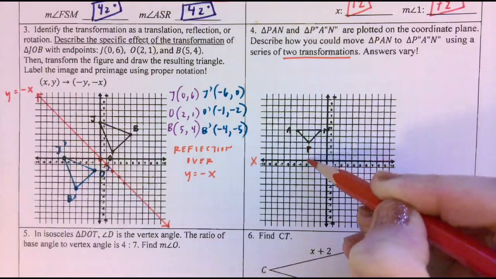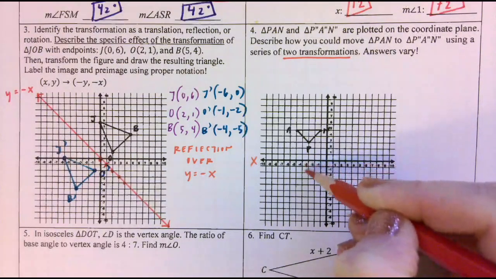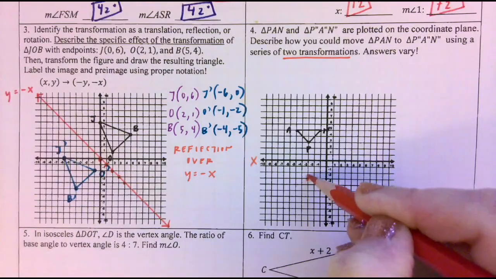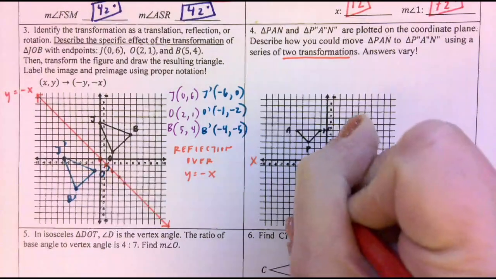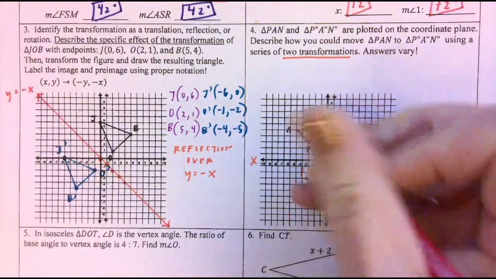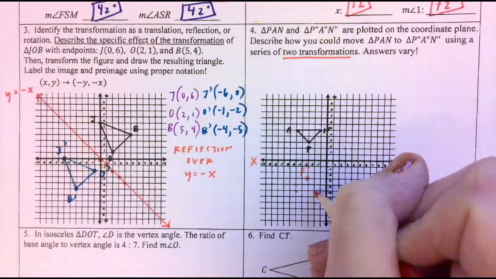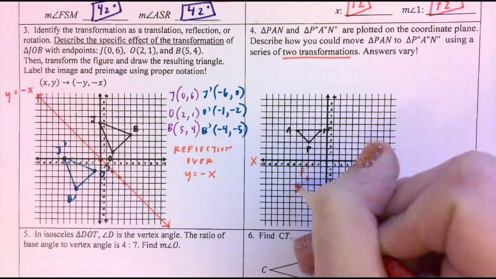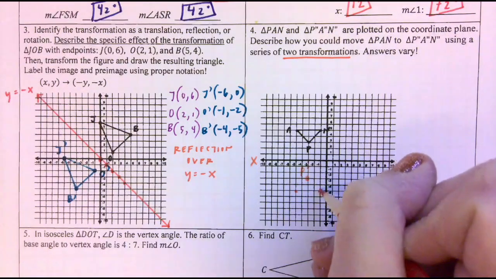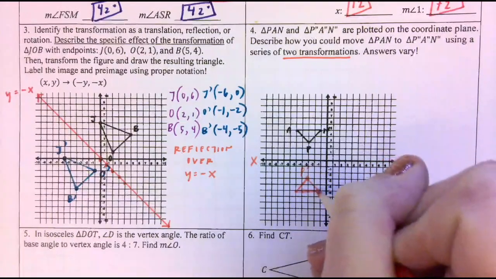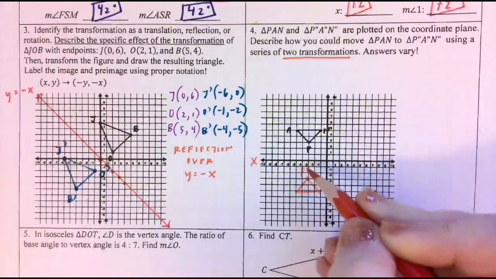So where P is, I'm 3 away from the x-axis. So I need to be 3 away from the x-axis. Let's see. So 1, 2, 3, right here. So right here is where I would have P single prime. And if I fill in those other points, I would have a point here and here, let's say. 1, 2, 1, 2, 1, right here. Okay. So if I make a little sketch of it, here's my new triangle where I'm just leaving P single prime right there.